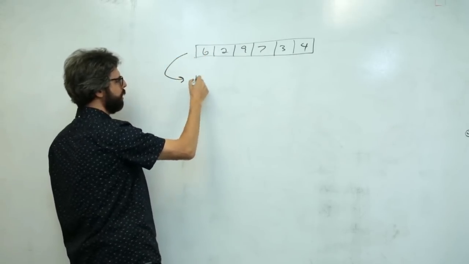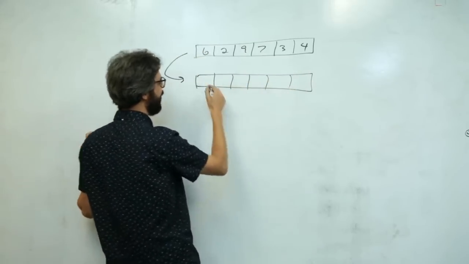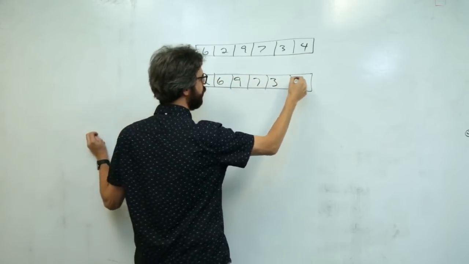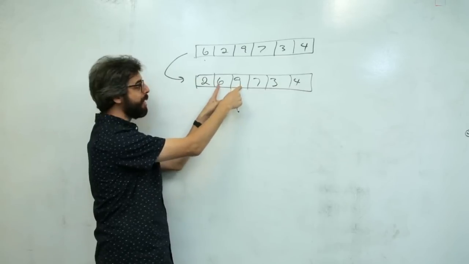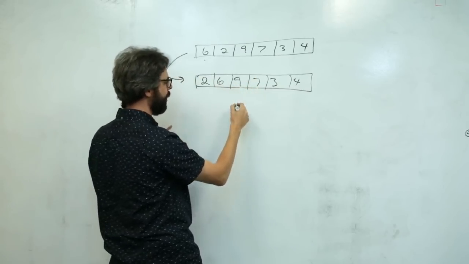I could want it from largest to smallest, or I could be comparing the values in any number of ways. But if I want from smallest to largest, looking at these two values, I should switch them. So what am I going to do? I'm going to have to draw this a lot. I swap them. I perform a swap. 2, 6, 9, 7, 3, 4. Now I look at these two values. Wait, this one's bigger than that one. I don't need to swap. Now I'm going to look at these two values. I do need to swap them.